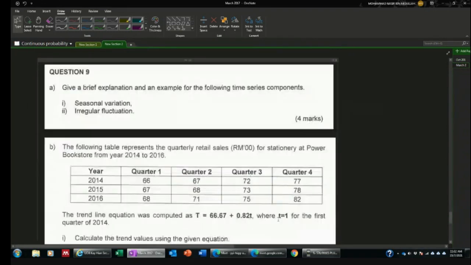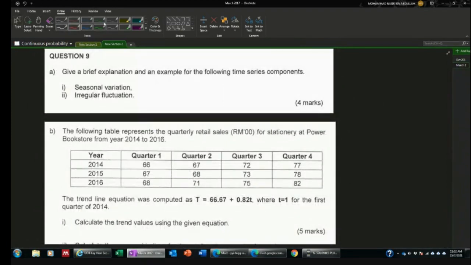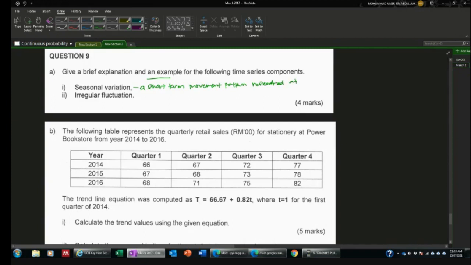Okay. Now let's look at question number 9. So give a brief explanation and example for the following time series components. Seasonal variation. Seasonal variation is a short-term movement, right? Movement pattern. Repeated at a certain period, right? Usually in a year, right? So example will be holiday season, let's say number of sales for school uniform, right?